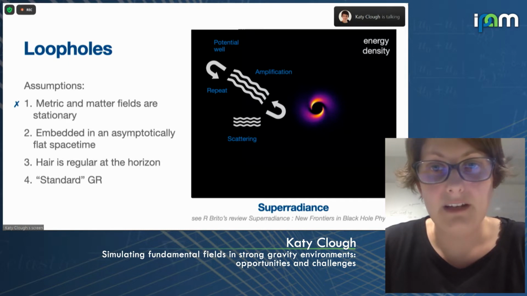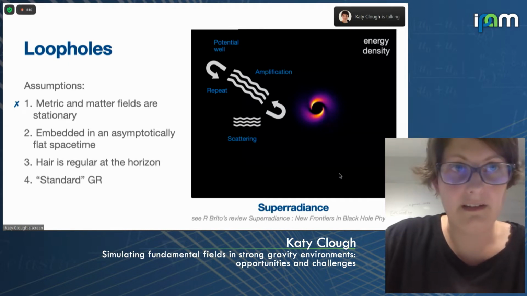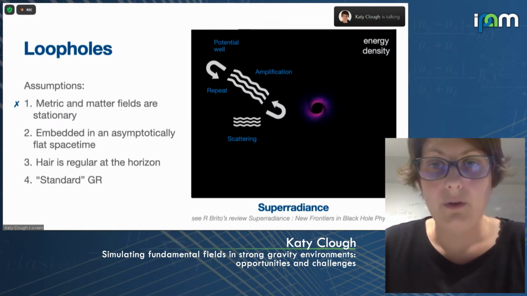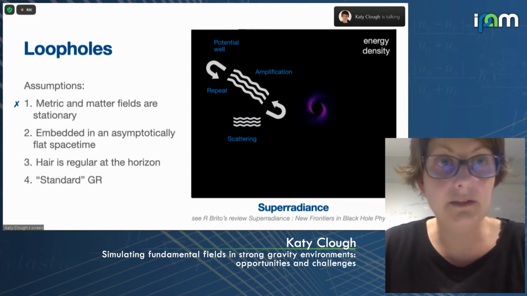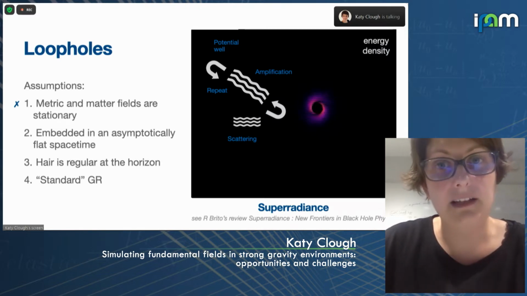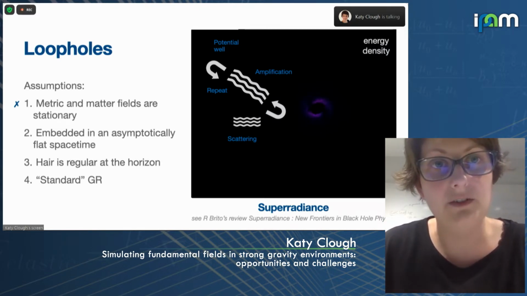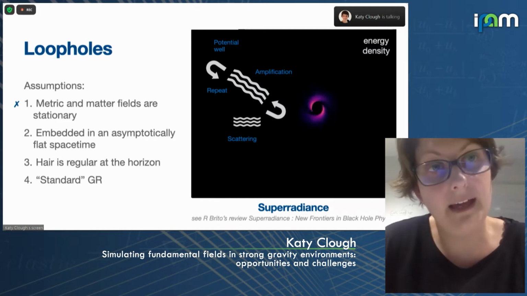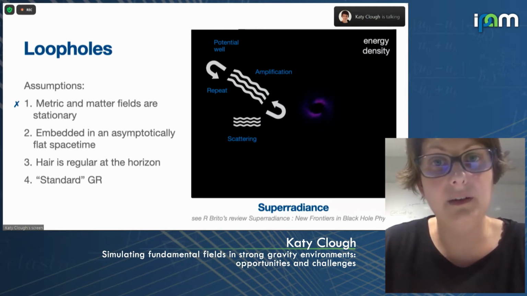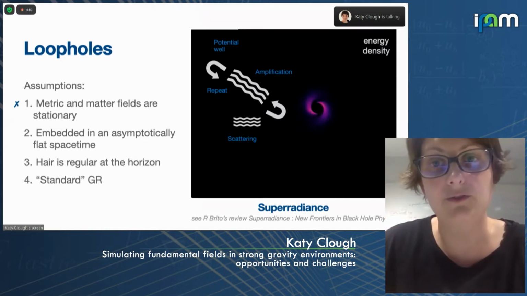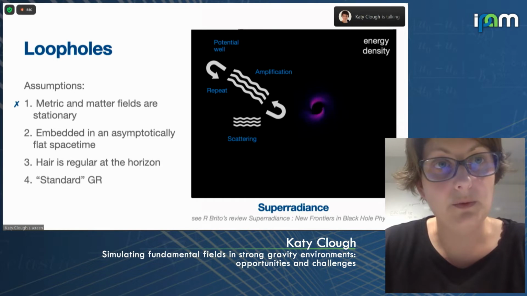So in superradiance, actually this is a movie, so maybe let me play the movie and then you've got something to look at while I talk. So you have a scalar field, a seed of a scalar field, and it scatters off a spinning black hole. And as it scatters off, it's amplified, it extracts some of the rotational energy of the black hole. And then because it has a mass, it's trapped in the vicinity of the black hole in a potential well. And so this process can repeat, and gradually this will build up a scalar cloud around the black hole.